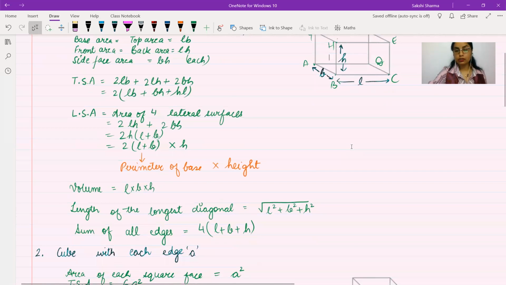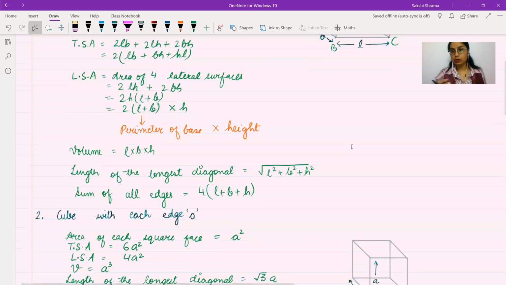And then sum of all edges by adding all the edges. There are 4 lengths, 4 breadths, 4 heights. If you look at your cuboid, lengths are the horizontal line segments, heights are the vertical line segments, and breadths are the oblique line segments. So that will be 4 times L plus B plus H.